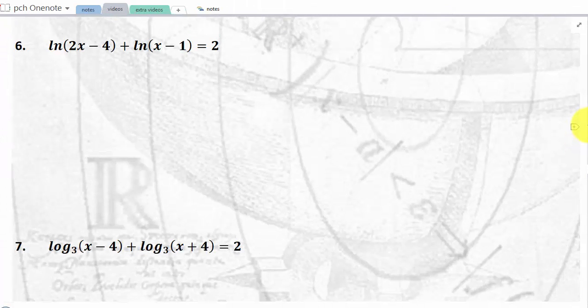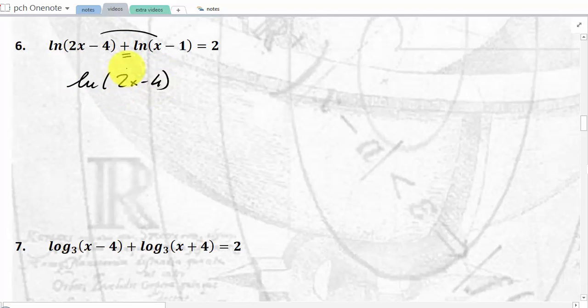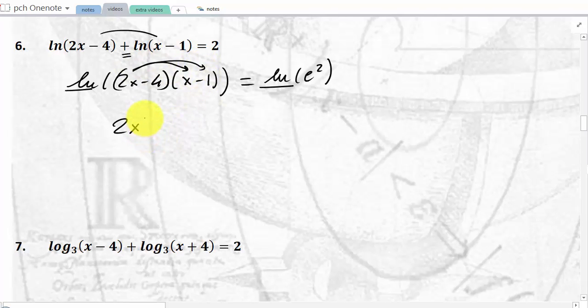All right, what do I do here? Well, I'm going to put these two logs together. It's a plus. So I have ln of (2x minus 4) times (x minus 1) equals 2, so equals ln of e squared. Here we go. Equality of outputs implies equality of inputs. So 2x, you know what? I'm going to expand here. All right. So 2x squared. How many x's? Negative 2 minus 4, negative 6x. And then plus 4. Okay, 2x squared minus 6x plus 4 equals e squared.